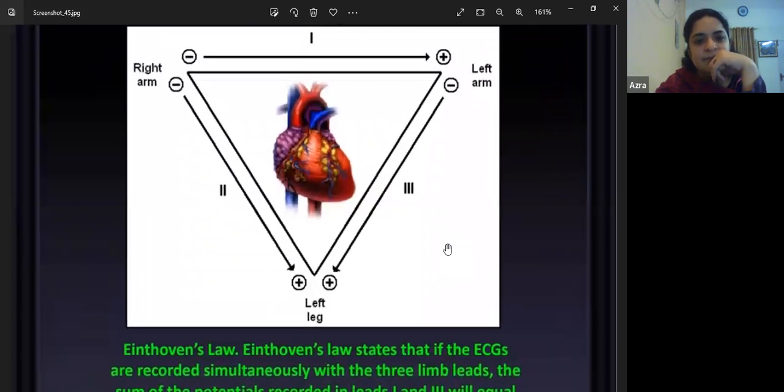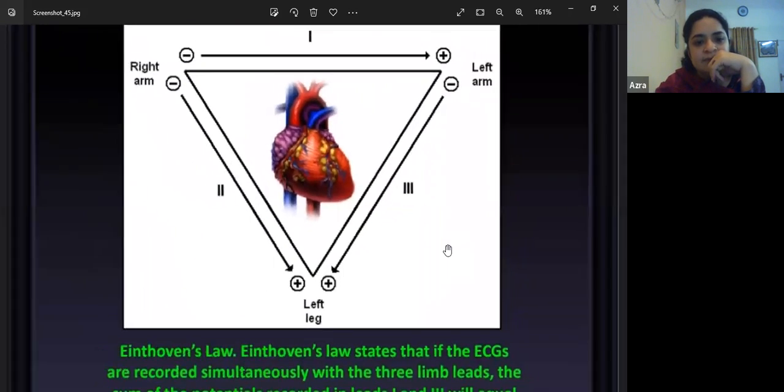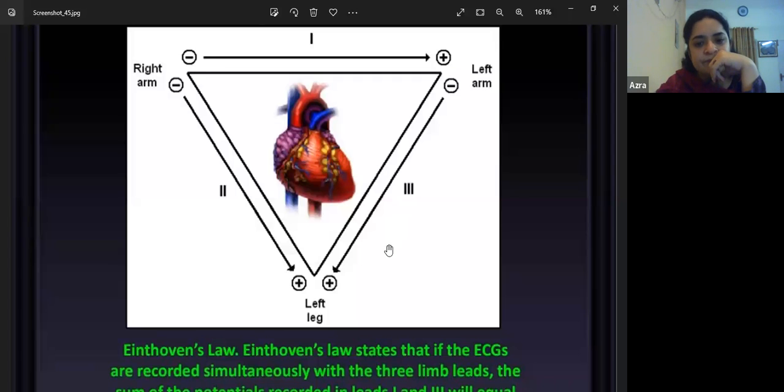Look at here. This is a lead. So this is a left leg. This is a left arm. This is a right arm. So here is a positive and here is a negative. 1, 2, and 3.